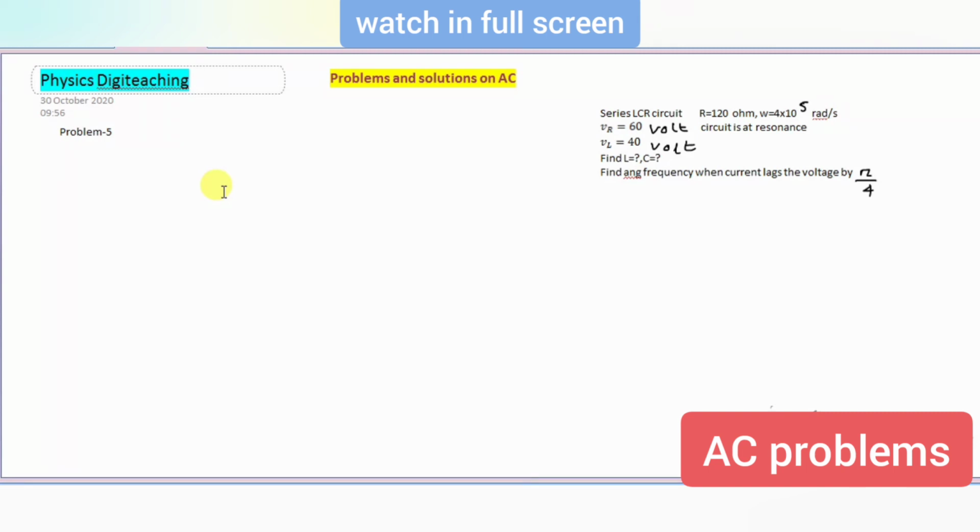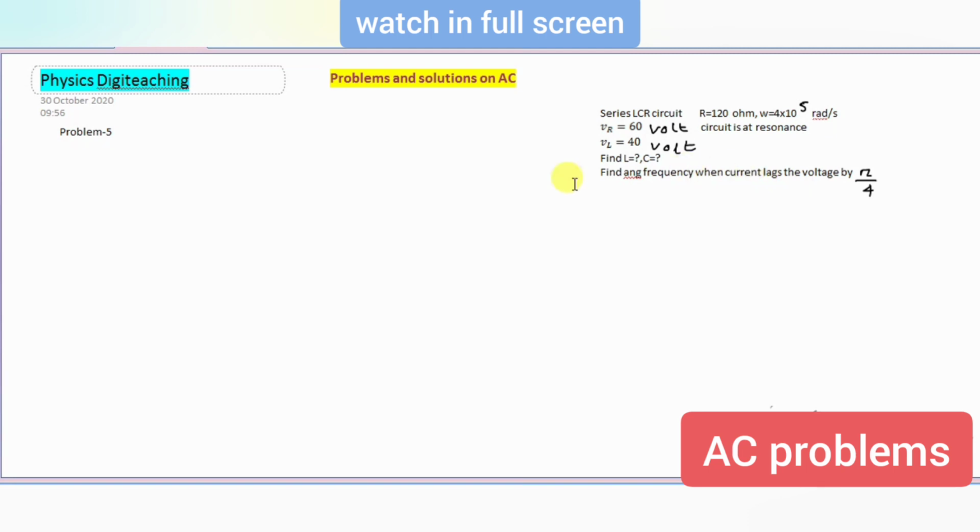Our problem 5 also relates to the series LCR circuit. Here the circuit is at resonance. The value of resistance is 120 ohm and the angular frequency 4 into 10 to the power 5 radian per second. At resonance, the voltage across the resistor is 60 volt and that across the inductor is 40 volt. We have to find out the value of inductor and capacitance. Also the angular frequency when the current lags the voltage by pi by 4.